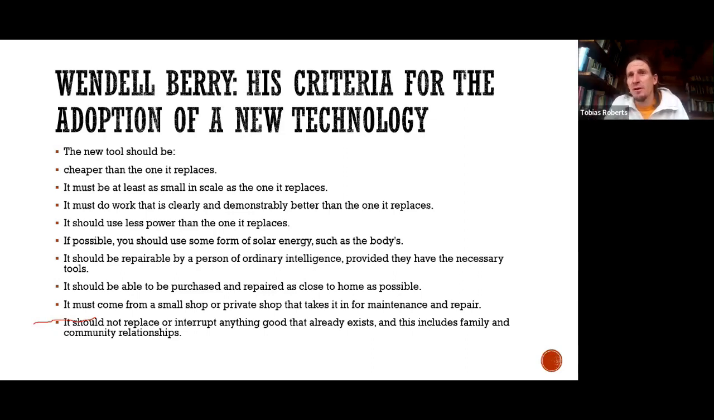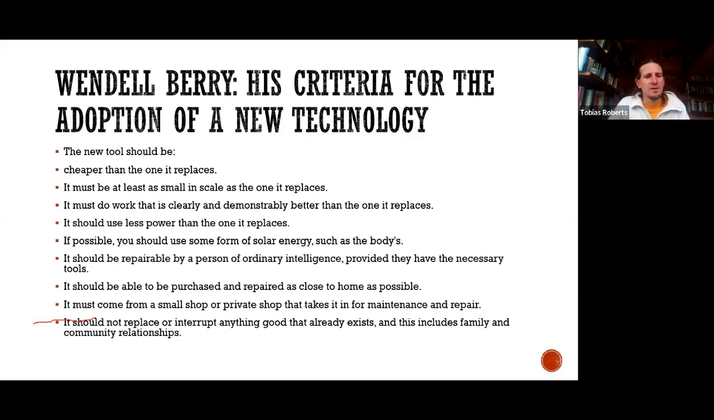But there's also an issue of, a lot of times as things become more efficient, we tend to use them more, and that's a problem. So the idea is also, how can we adopt technologies that use less energy, but at the same time don't encourage us to use more and more of the resource, right? If possible, you should use some form of solar energy, such as the body. So how is that technology being powered? And this is the issue of using less power, but trying to use renewable sources.